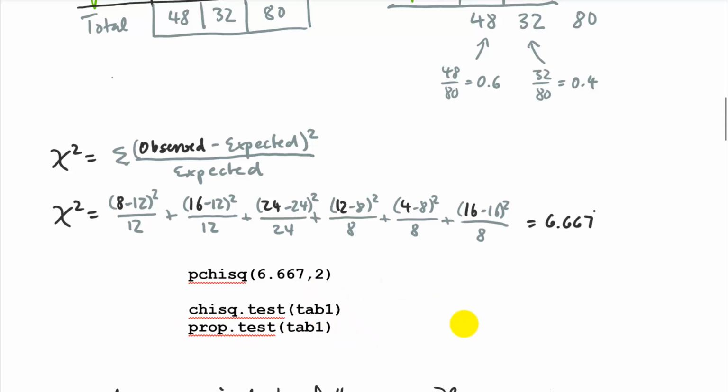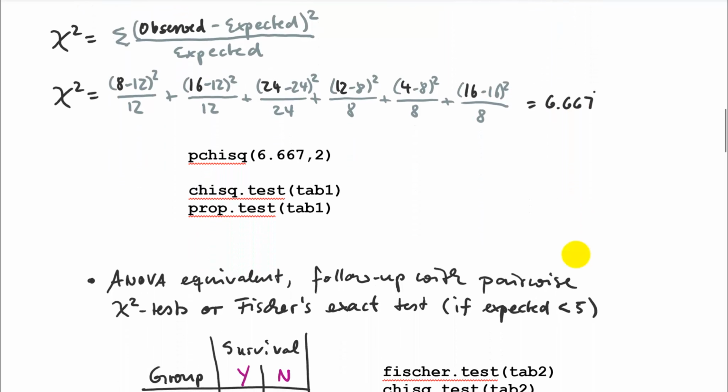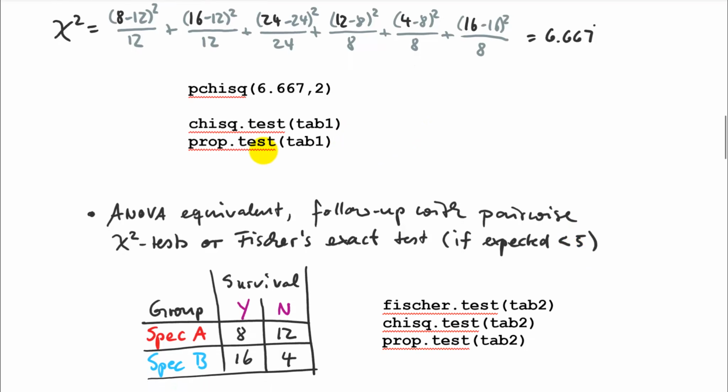And prop test is an alternative function in R that is slightly different, but in this case it does exactly the same job, so you can use either one of those. So just like for ANOVA, you can follow this up with pairwise chi-square tests. In this case, you would feed the reduced contingency table with just species A and species B into the chi-square test or prop test function.